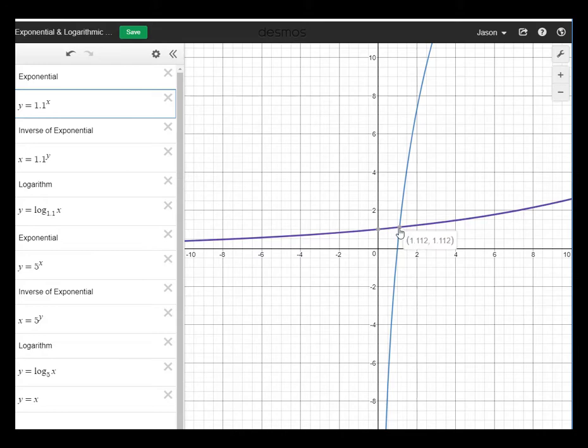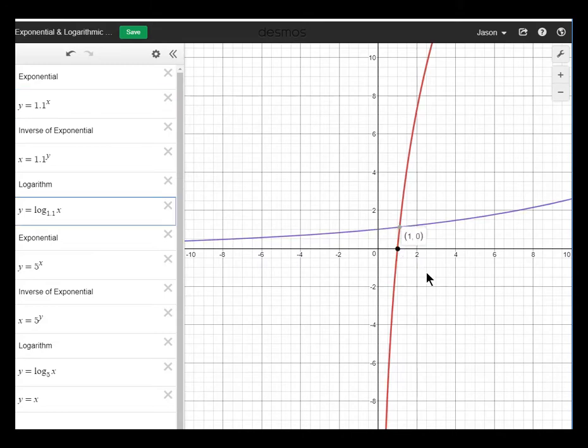Now, just looking at the inverse. That is my inverse. That means everything would interchange. My properties for my exponential function y equals 1.1 to the x would interchange with x equals 1.1 to the y. So my exponential function is in purple. My inverse of the exponential is in blue. I want to click on this and show you. See how that blue turned to red? That is typed in as a logarithm. Y equals log base 1.1 of x.